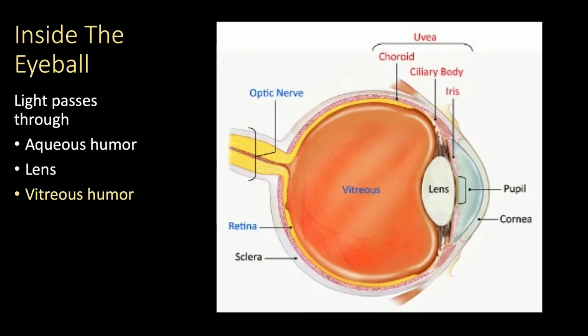And lastly, after light passes through the lens, it then travels through the vitreous body, a sac filled with watery vitreous humor. This sac of fluid provides support for the eye, keeping the lens and retina in place.